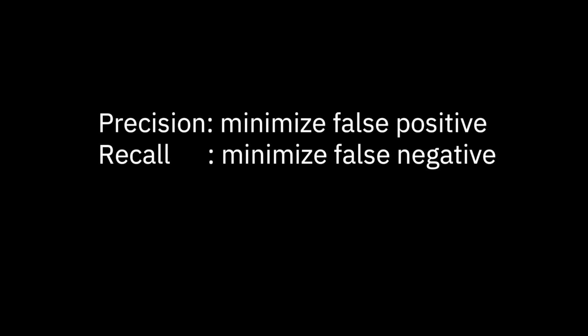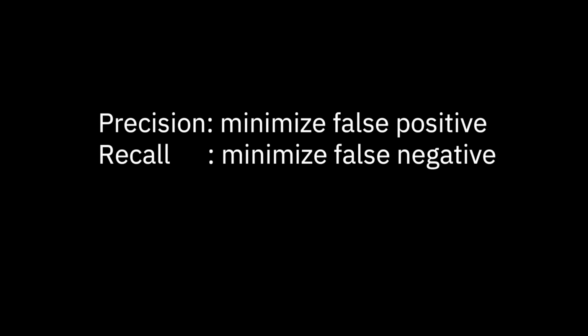Precision minimizes the number of false positives, and recall minimizes the number of false negatives. One often used example is cancer detection. In this case, the right thing to do is to minimize the false negatives. This means we want to make sure we don't miss any cases. Therefore, we want to maximize recall.